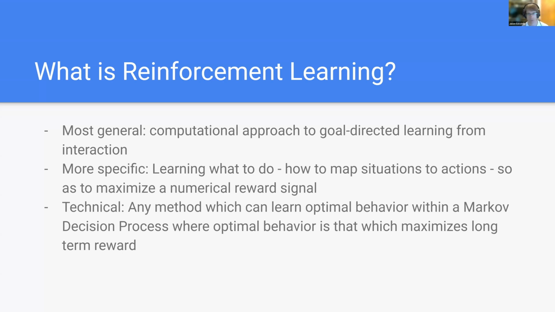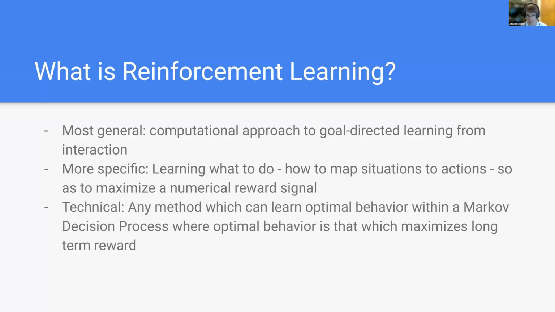And then to get a little more specific, it is learning behavior or learning what to do when the environment is in a given situation. So when we talk about behavior, this is a mapping from situations to actions. And the goal of the behavior is to maximize some numerical reward signal, where that reward signal is what helps define the goal of the goal-directed behavior.